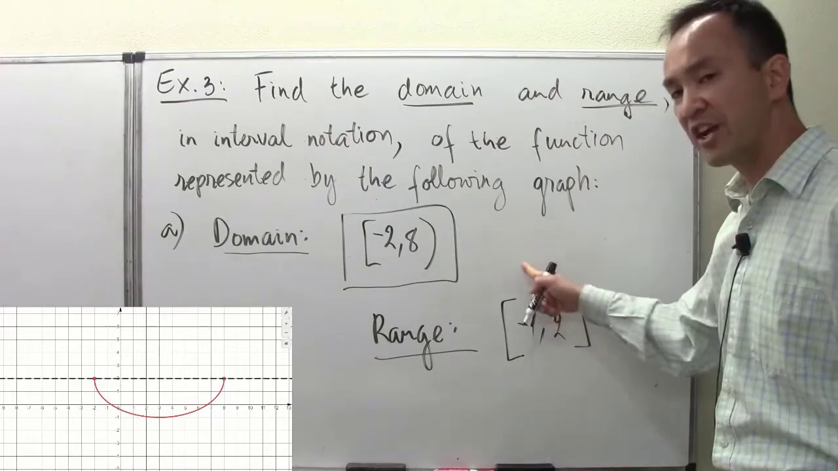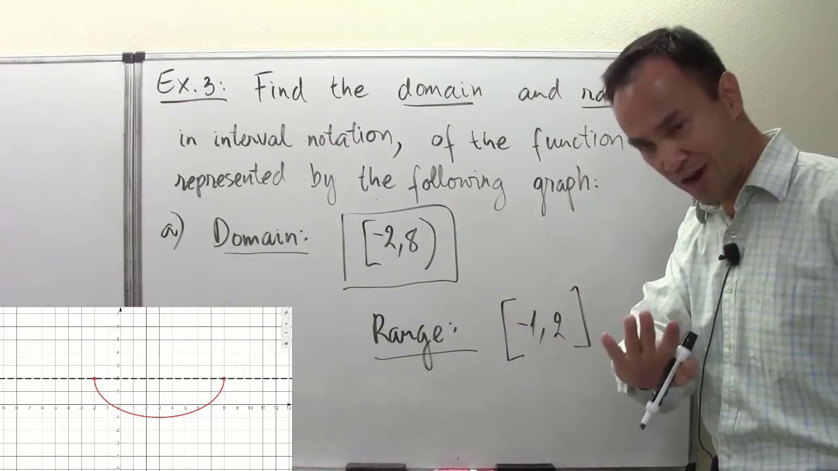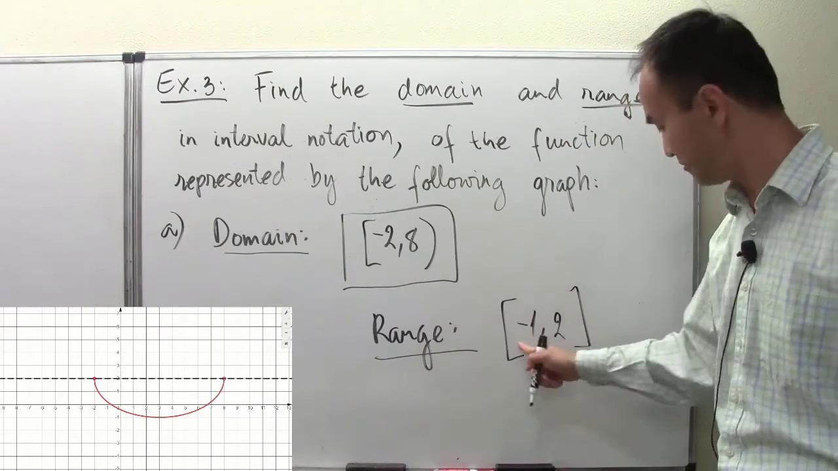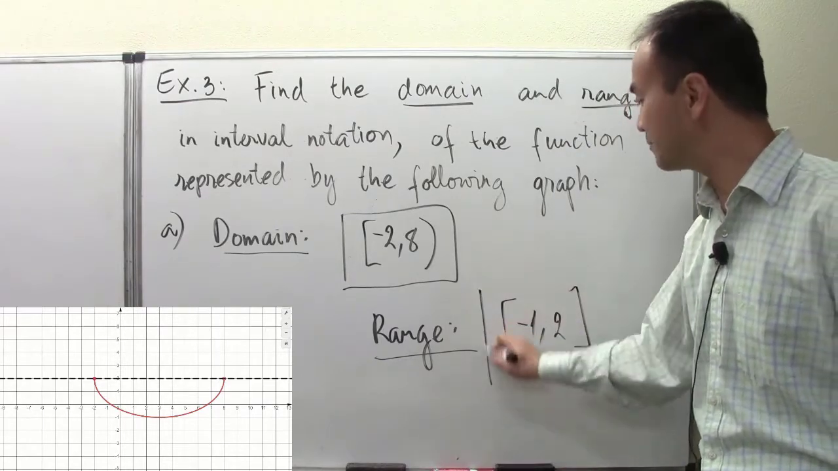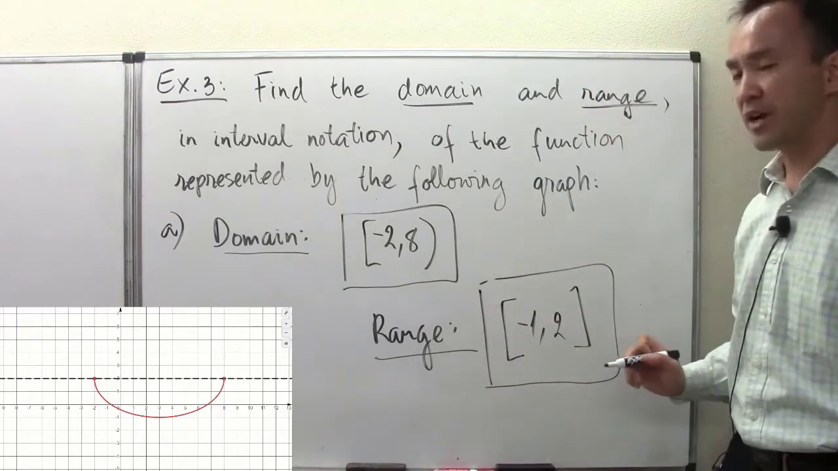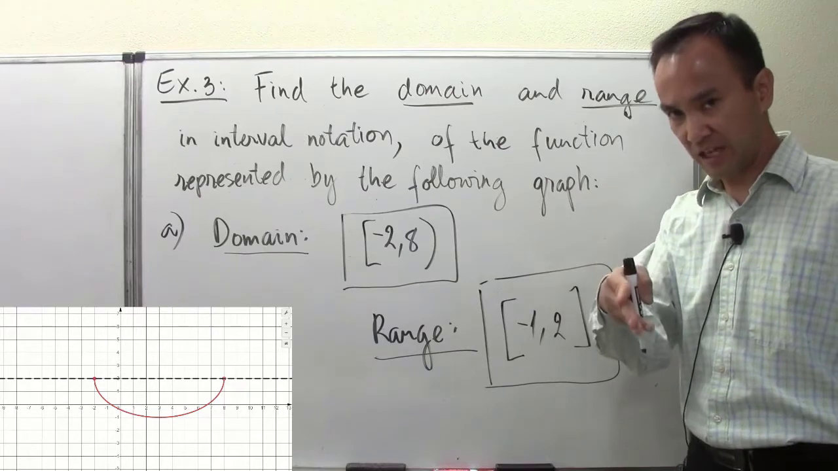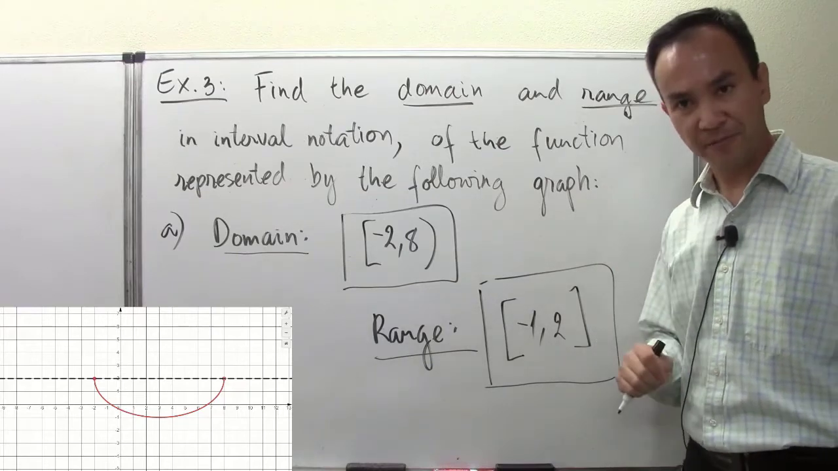Okay, so the range for this function, according to the way it's written, is anywhere from -1 to 2, inclusively. Okay, so that's how we found the domain and range of our function, given as a graph.